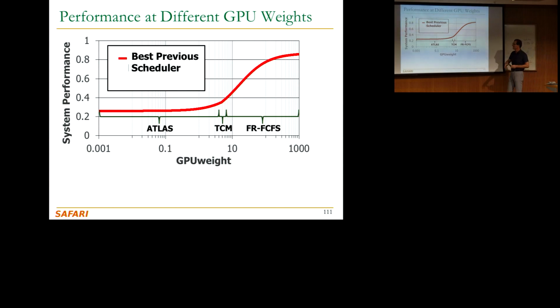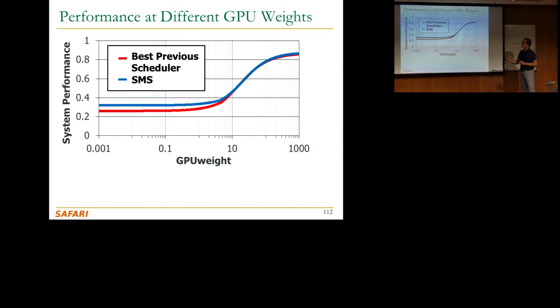This picture is very telling, because if you know the principles of how these algorithms work, this makes a lot of sense. Which one performs best previously makes a lot of sense. Because the GPU has a lot of row buffer locality and very high intensity, whereas CPUs have very little intensity. They may or may not have row buffer locality.